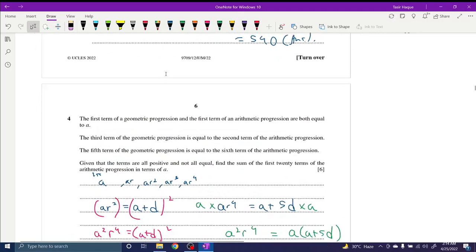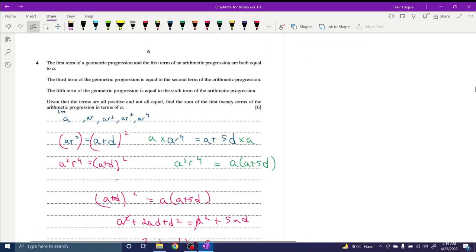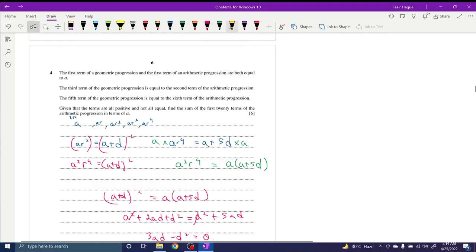What's the other one? There was a more complicated process. I'm going to show you that one as well. This is way number 2. You have ar square is equal to a plus d. You also have ar to the power 4 is equal to a plus 5d.